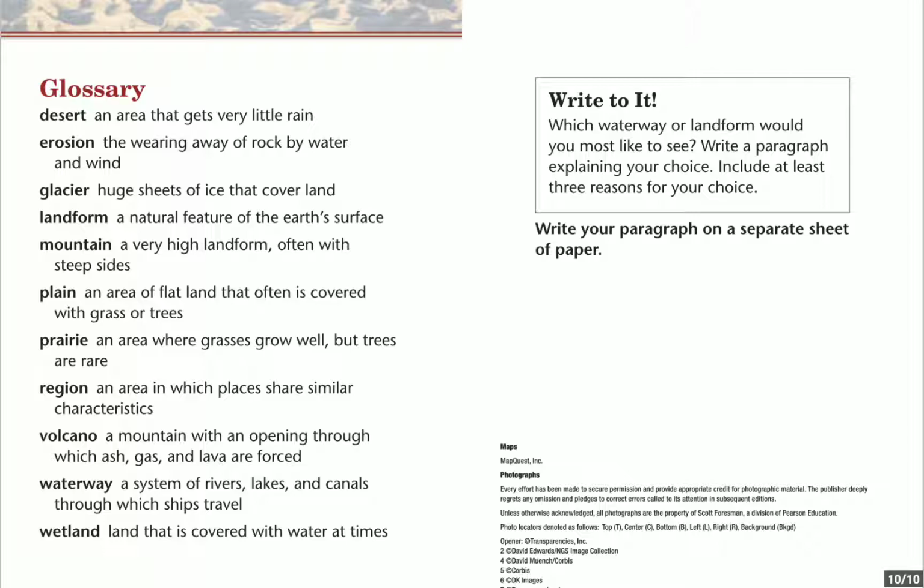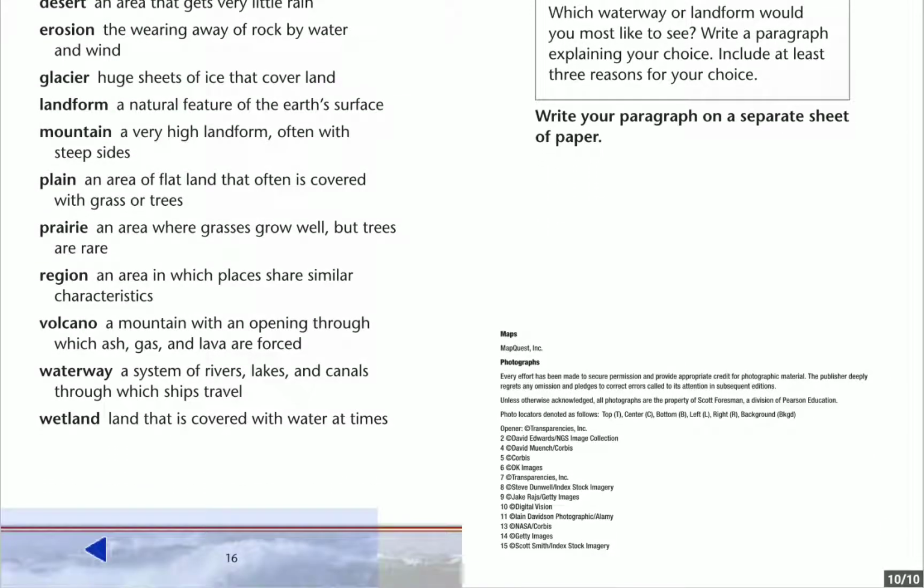Plain: an area of flat land that often is covered with grass or trees. Prairie: an area where grasses grow well, but trees are rare. Region: an area in which places share similar characteristics. Volcano: a mountain with an opening through which gas and lava are forced. Waterway: a system of rivers, lakes, and canals through which ships travel. Wetland: land that is covered with water and mud.